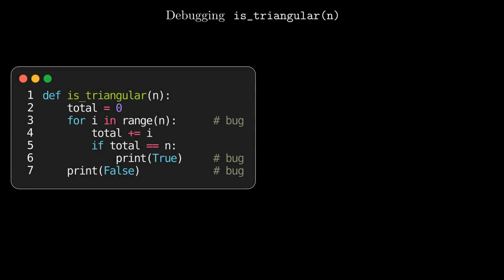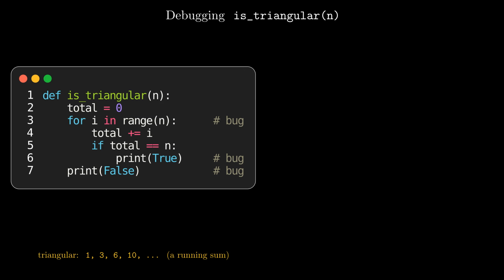Let's debug a real function. is_triangular takes one integer greater than 0. It should return True if n is triangular and False otherwise. A number is triangular when it equals a running sum, 1 plus 2 plus 3, and so on. So 1 is triangular, 3 is triangular, 6 is triangular. Here is the buggy version. It loops i over range of n, keeps a running total, and when total is equal to n, it prints True. Otherwise, at the end, it prints False.